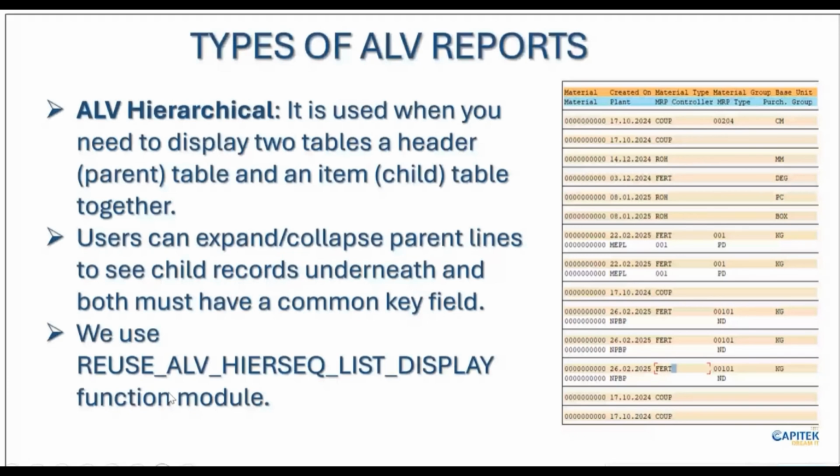When we talk about the parent and the child, both of them should have a common key. There must be a common key. In this example, the material number is the common key in the parent and child relationship. With respect to the common key, there must be common data existing between the two tables. So this is how the output looks.